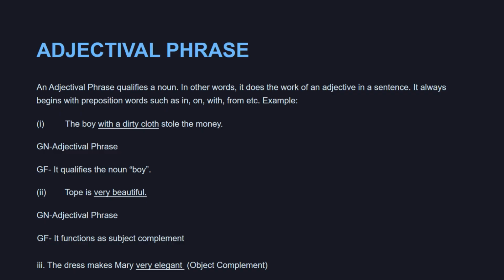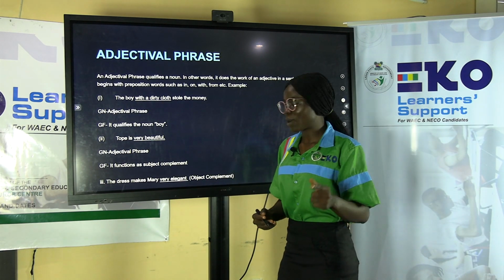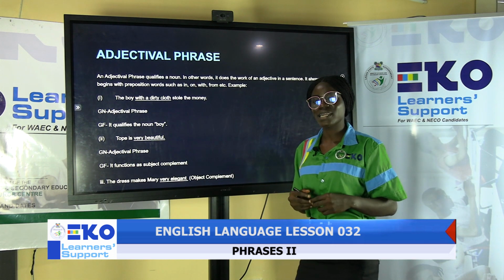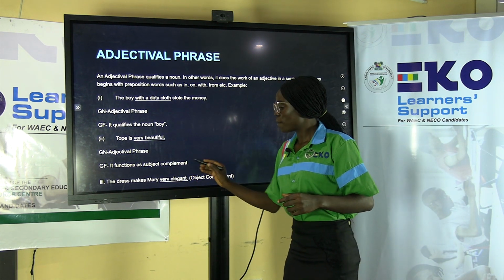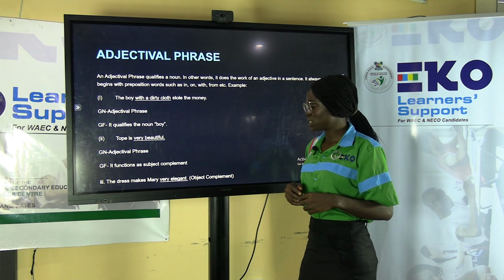Look at another example we have here. The dress makes Mary very elegant. "Very elegant" is underlined in the sentence. Now, in this particular sentence, what is "very elegant" doing? Of course, "very elegant" is qualifying the noun. And what is the noun that is being qualified? The noun that is being qualified is Mary. It's adding more quality to Mary.